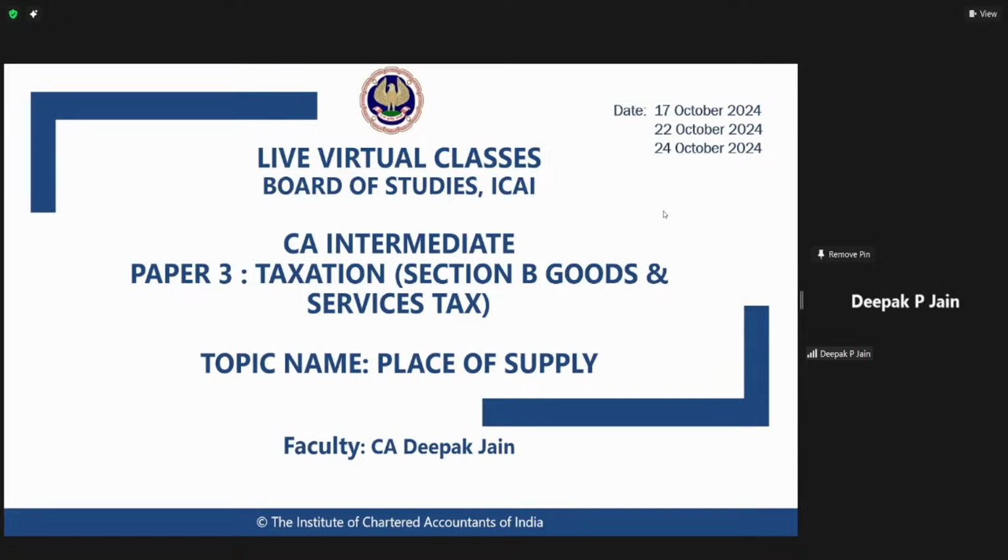Section 12.9 and 12.10, what is the difference? Okay, we'll discuss the difference between 12.9 and 12.10 when we go to that. Some other questions are there with respect to place of supply.